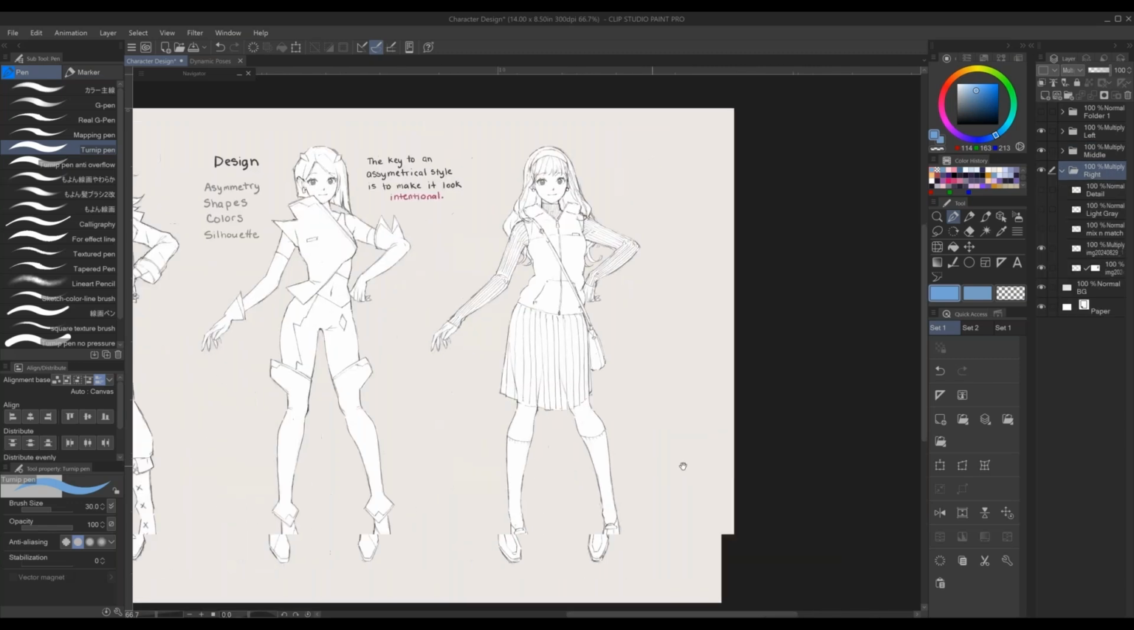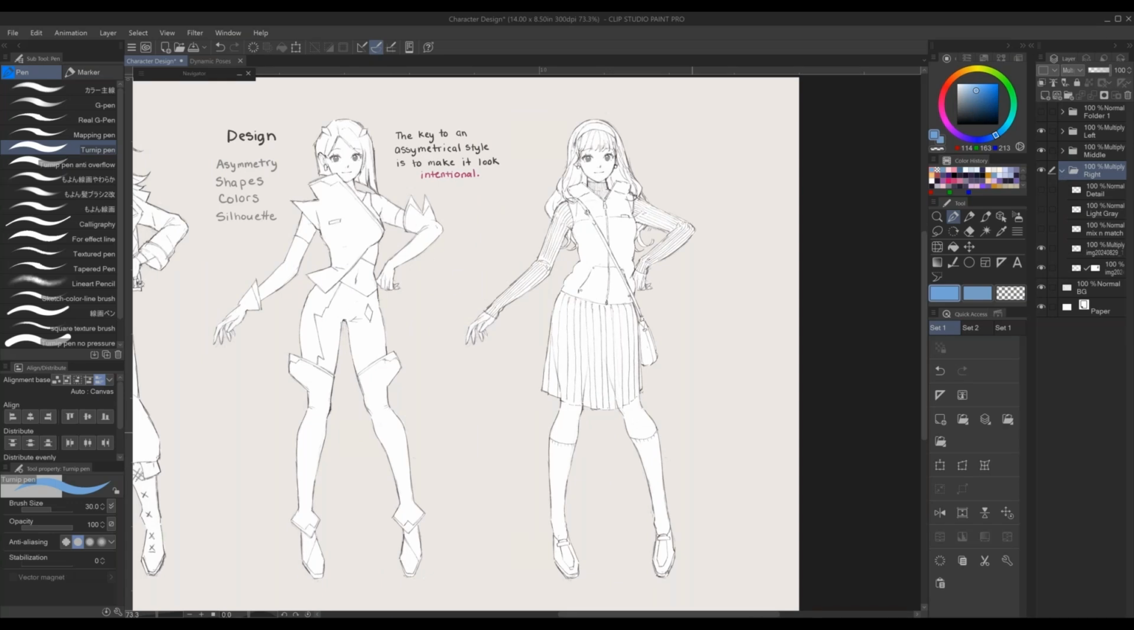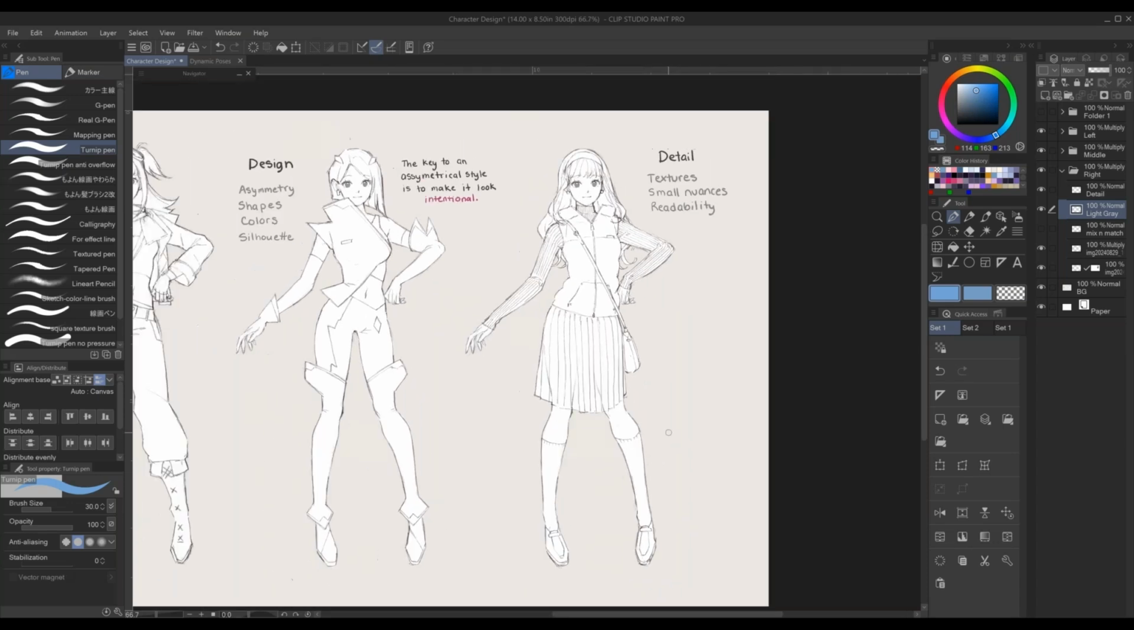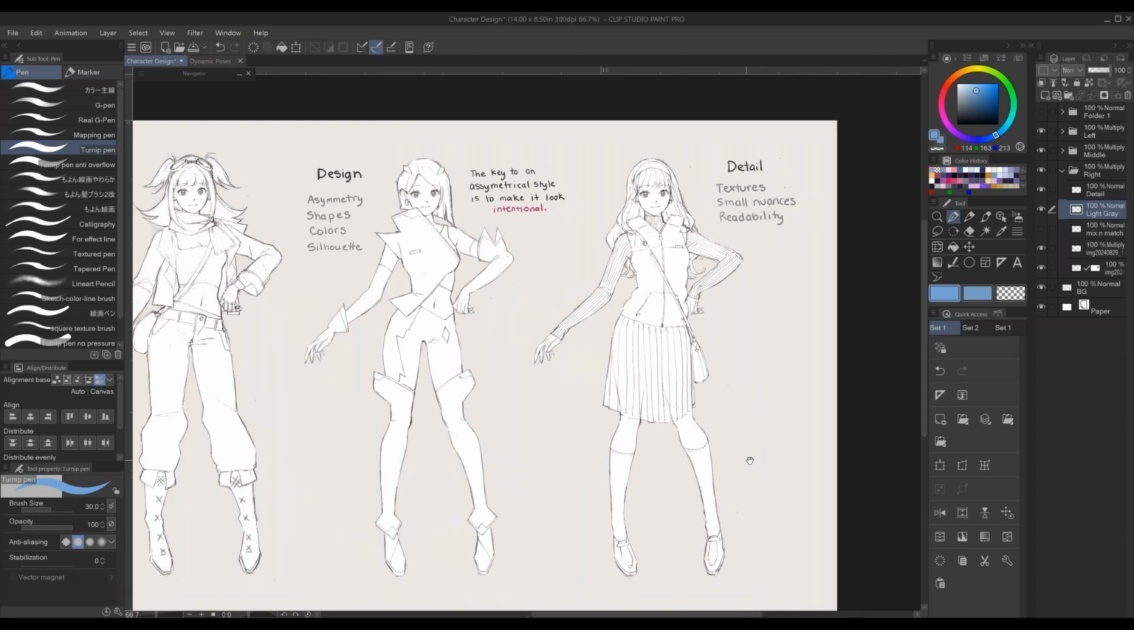So this right one is the one that I drew, where I considered not only these other two things like story and design, but I also considered textures and small details in a design. So textures, small nuances, and readability. Yes, readability is also quite important. This one almost feeds into these two in a certain way, because there's no color, it's a little bit harder to read if there's any textures or anything like that.